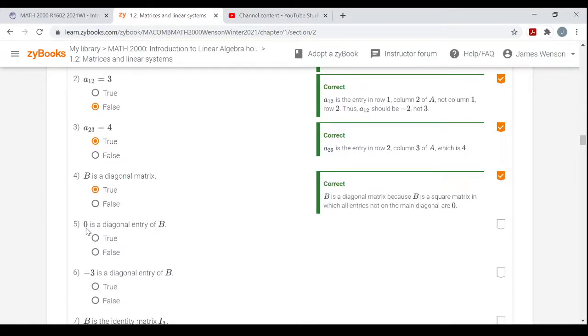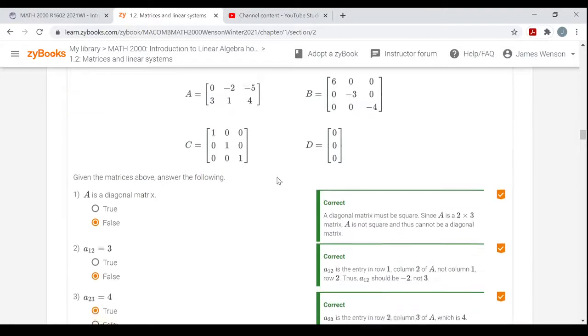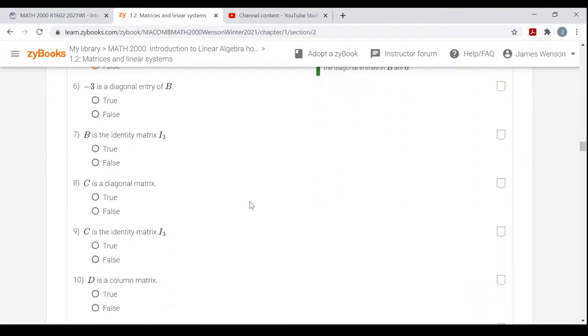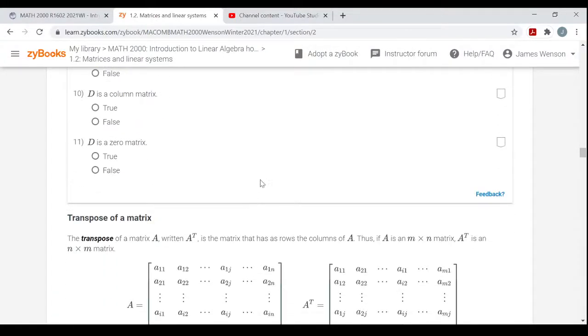The number 0 is a diagonal entry of B. Well, look at matrix B. The diagonal entries are where the row and the column are the same. So first row, 1, 1, 2, 2, 3, 3, that's 6, -3, and -4. None of those are 0. So this is a false statement. And again, hopefully you could do the rest based on definitions.